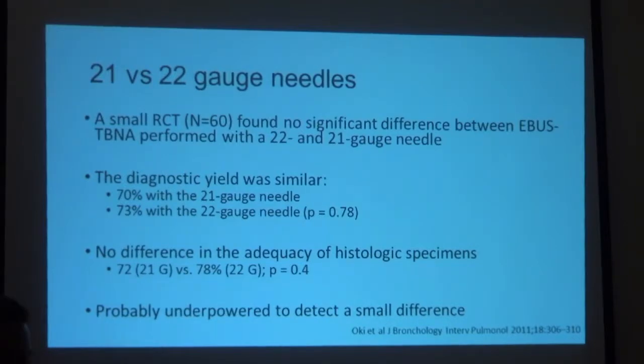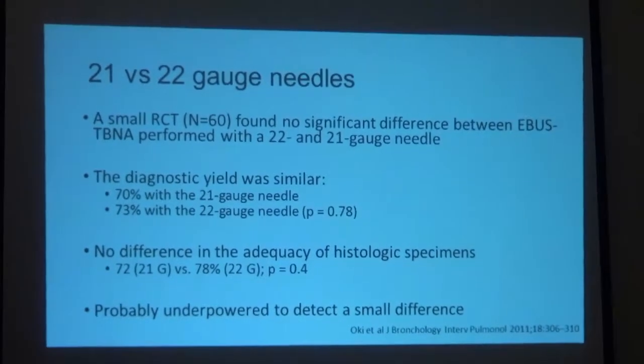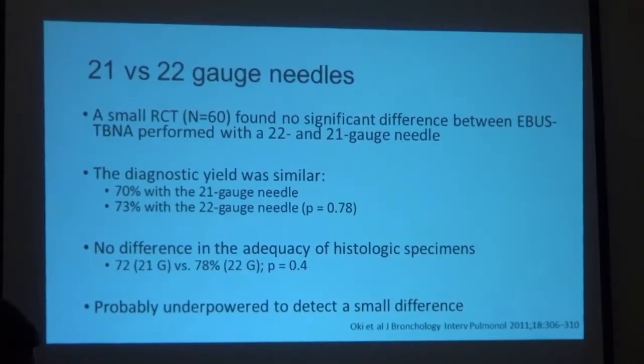There's one randomized controlled trial, relatively small, with 60 participants comparing the 21 versus 22, and showed a similar diagnostic yield. So the overall diagnostic yield was about 70% with both the 21 and the 22-gauge needle. And there was no difference in the adequacy of the histologic samples, which also was about 78%. But the study was criticized that it was probably too small to detect a difference.